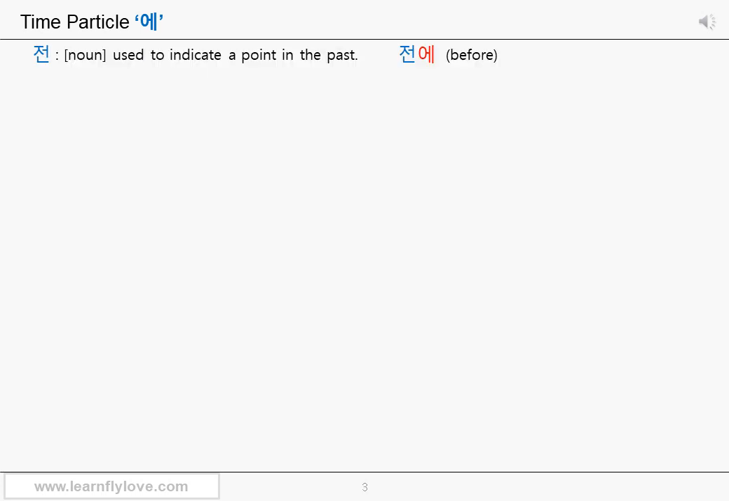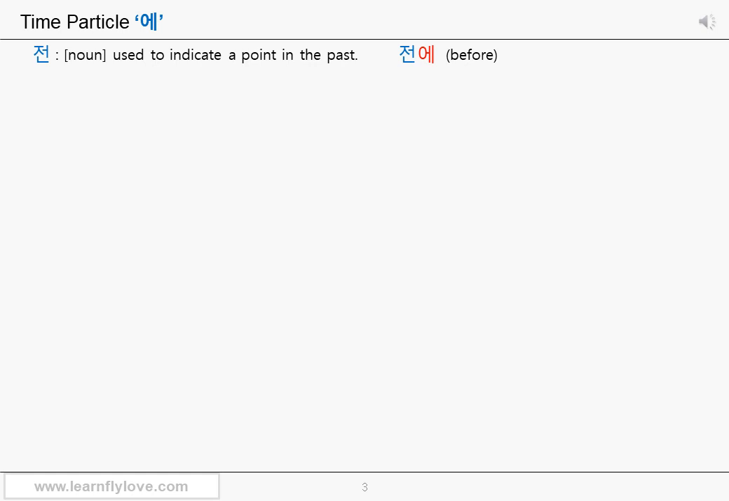Now, let's see some examples of the words that are used with the time particle 에. This word 전 is a noun which indicates a certain point in the past. Let's add a time particle 에. 전에. 전에 means before as an adverb. If you want to make a sentence like I lived in Korea before, you need to use this 전에. And 전 should be with the particle 에 to mean before. It's not optional. You must use it.